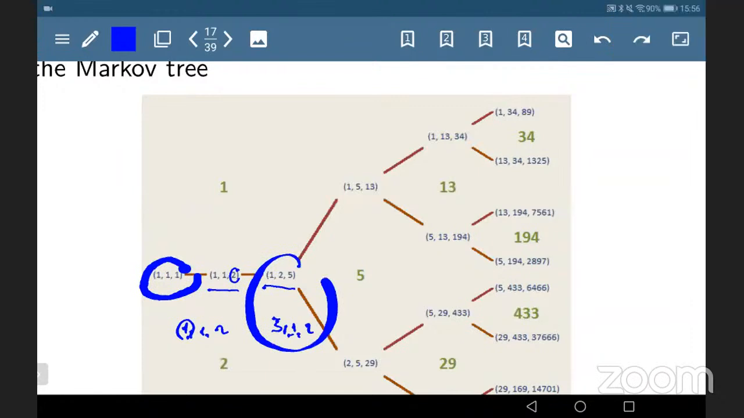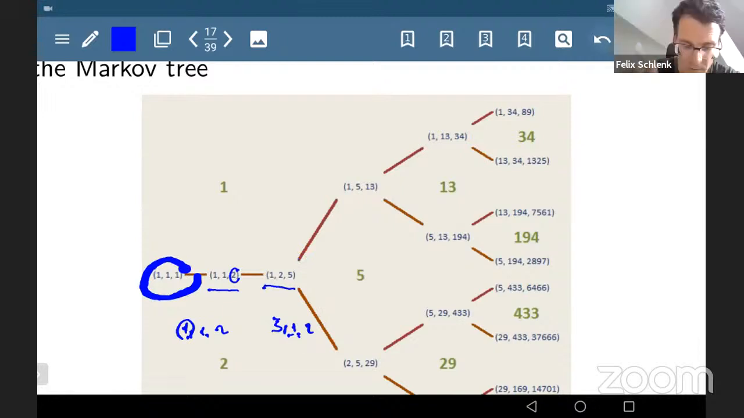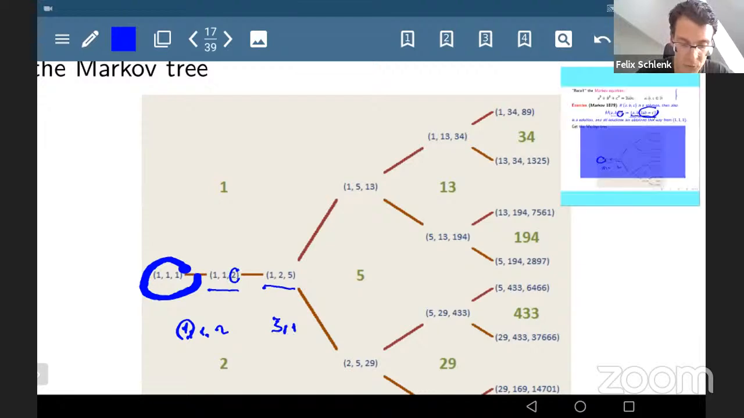I see. Okay. No, good point. One can get very confused, really. I mean, I always get confused. So the convention is just that you reorder here. Okay, so you get this Markov tree.